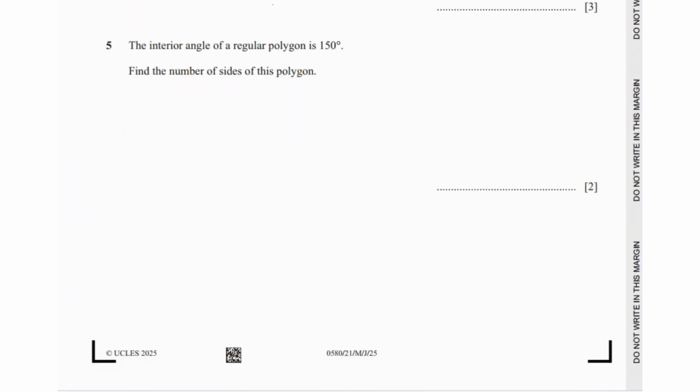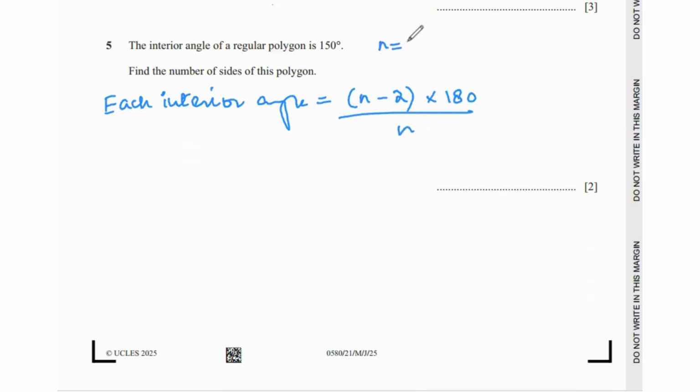Then it says the interior angle of a regular polygon is 150 degrees. Find the number of sides of this polygon. So for this, you need to know the formula for each interior angle of a polygon, sum of interior angles of a polygon, each exterior angle, and then sum of exterior angles. So for each interior angle, our formula is (n minus 2) times 180 divided by n. n is your number of sides.